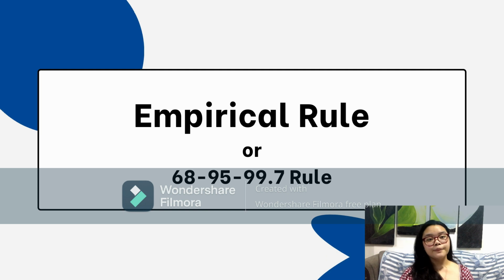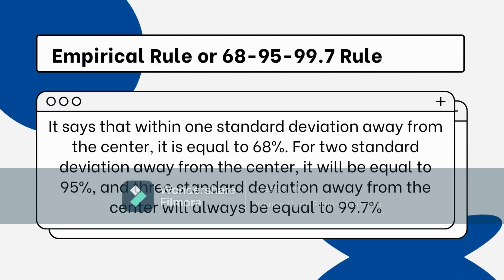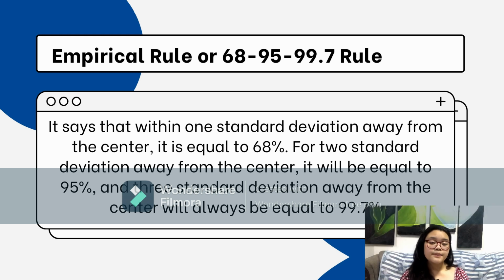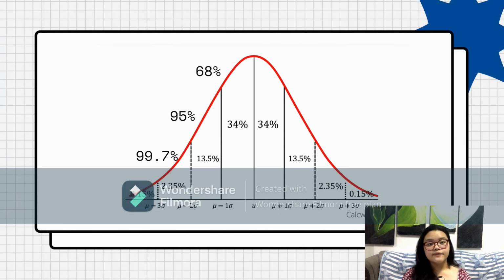Now, let's proceed to the empirical rule, or the 68, 95, 99.7 rule. It says that within one standard deviation away from the center, the area is equal to 68%. For two standard deviations away from the center, it will be equal to 95%. And three standard deviations away from the center, it will always be equal to 99.7%. This helps us to anticipate the probable outcomes in a normal distribution. With the 68, 95, 99.7 rule, we can easily tell the probability we are finding.